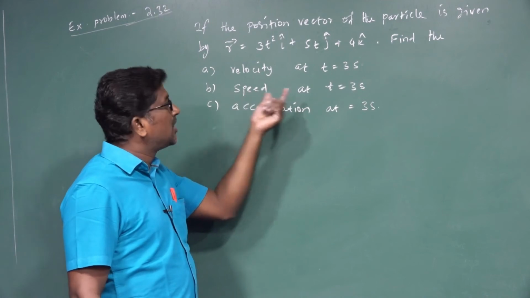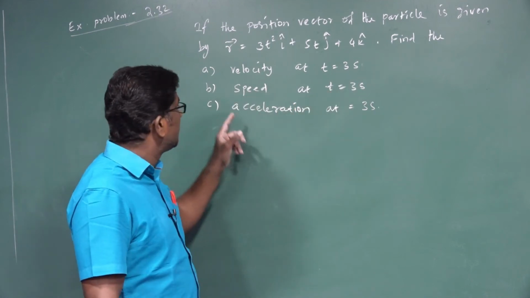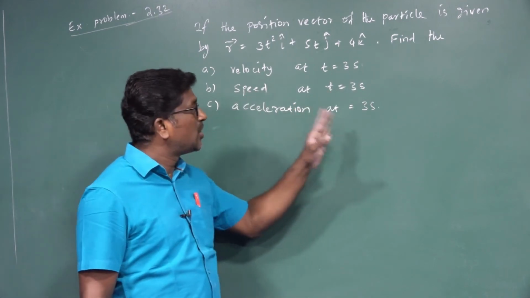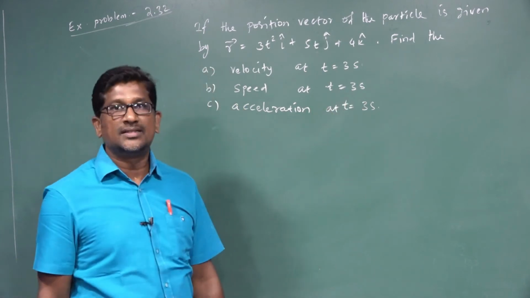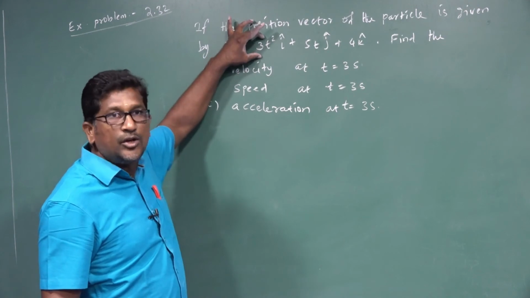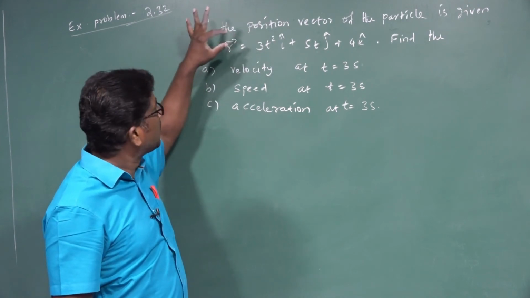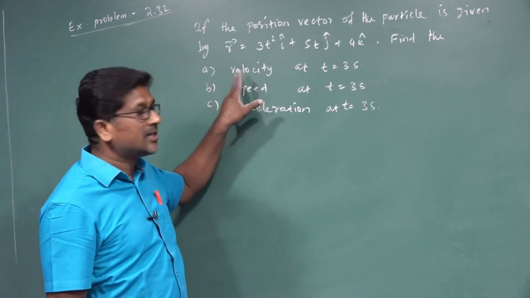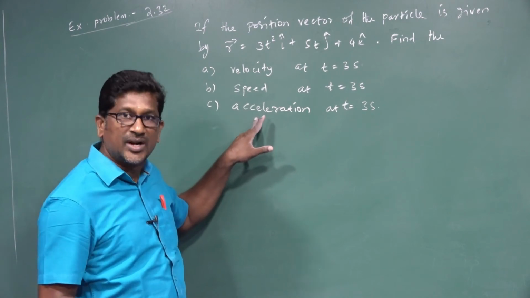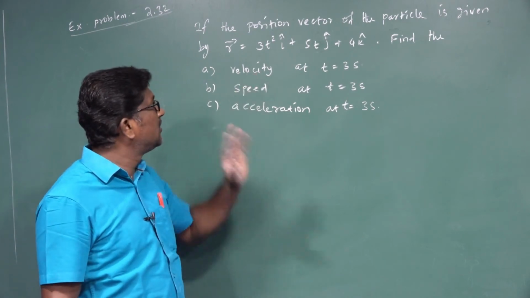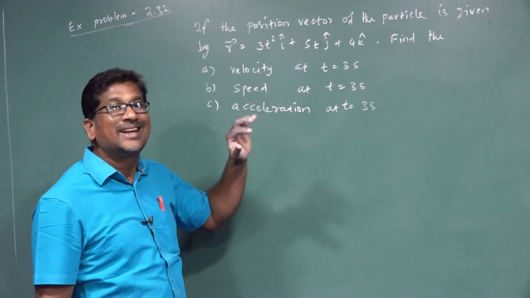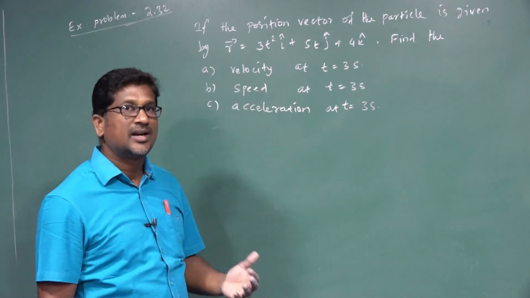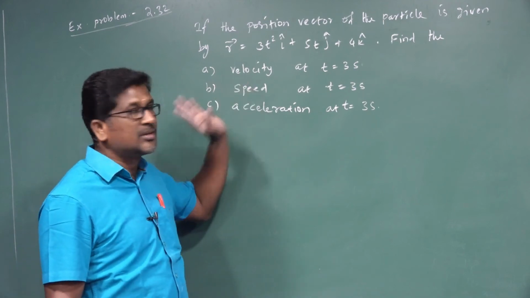and the speed of the particle at t equal to 3 seconds and the acceleration of the same particle at t equal to 3 seconds, right? The given value is only the position vector. From this, we need to calculate velocity, speed and acceleration, right? First, what is the difference between velocity and speed? Velocity is nothing but the rate of change of displacement, or the rate of change of position vector is nothing but velocity.